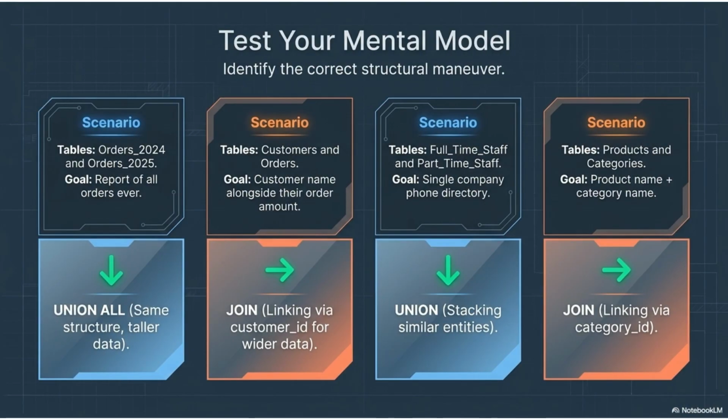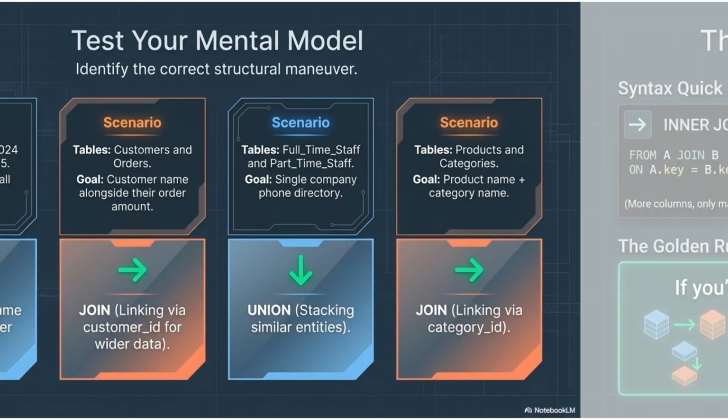Consider these scenarios. Merging order reports requires a union, while linking customers to their orders requires a join. Practice identifying these structures in your daily work.